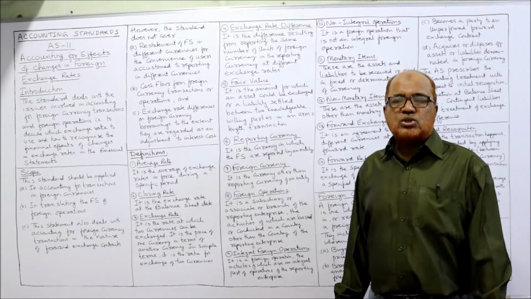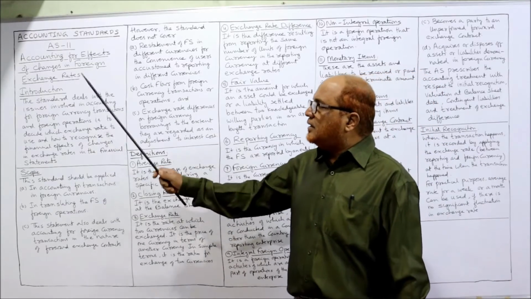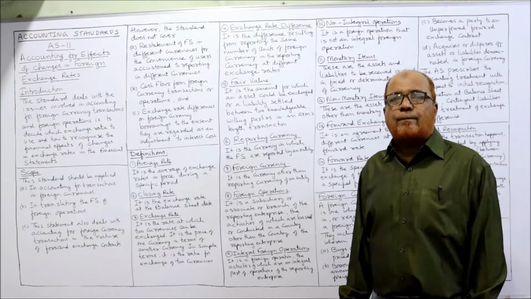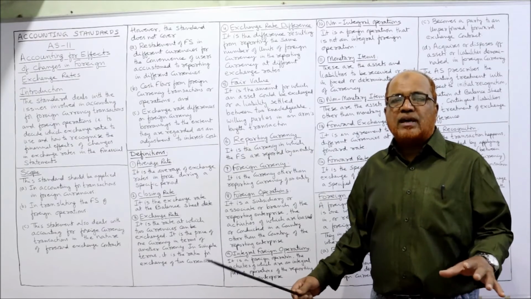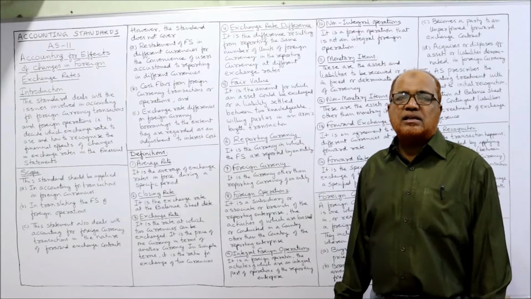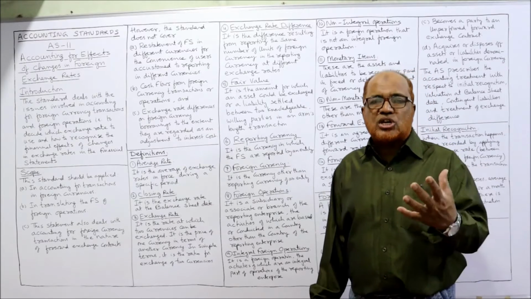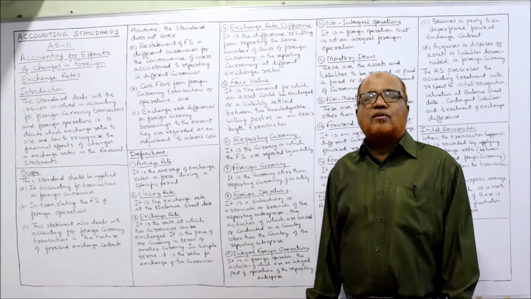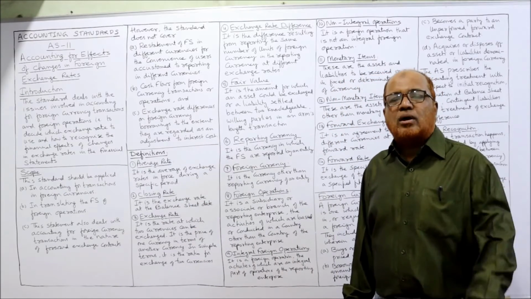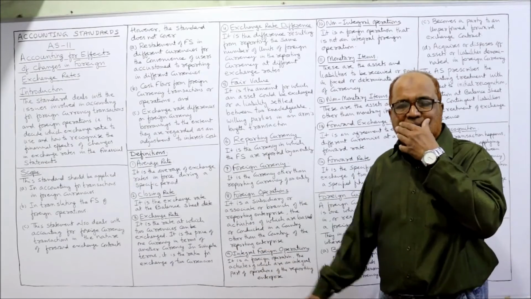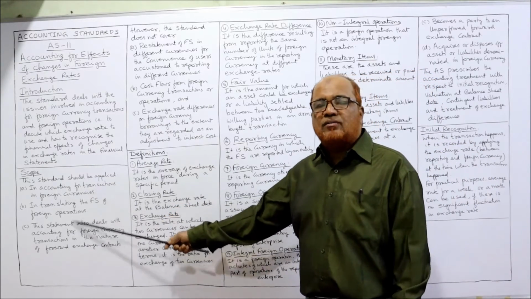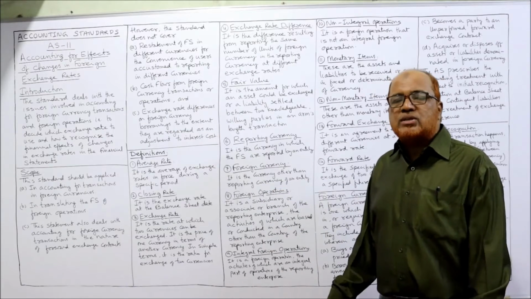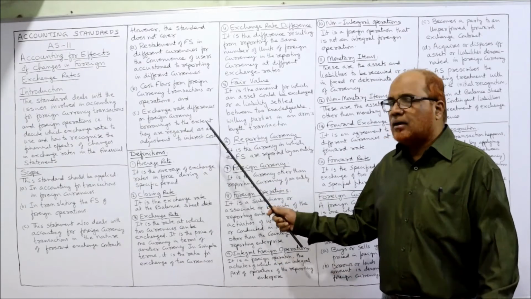So what I have discussed so far regarding the introduction is why this accounting standard is applied: to solve the issues for foreign currency transactions, which exchange rate to be used, and what is the effect of changes in the exchange rates on the financial statements. That is the introduction. Then what are the areas in which the accounting standard is applicable, and the areas in which it is not applicable.